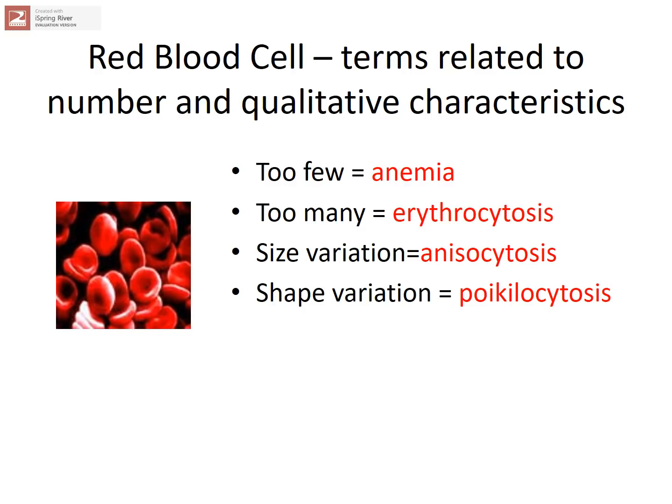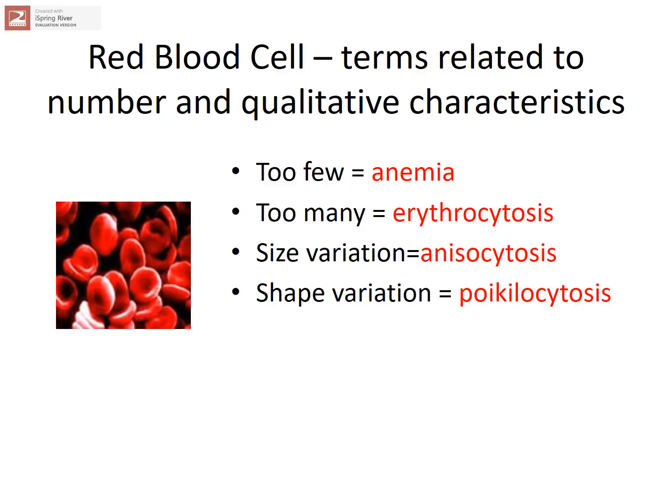These are a few terms related to red blood cells that you should know. They tell us about the number and quality of the red blood cells. So too few red blood cells means anemia. Anemia is a general class of disorders that just represents inadequate numbers of red blood cells. Too many red blood cells is called erythrocytosis. Whenever you see the suffix cytosis, that means there are too many cells. In this case, too many red cells.